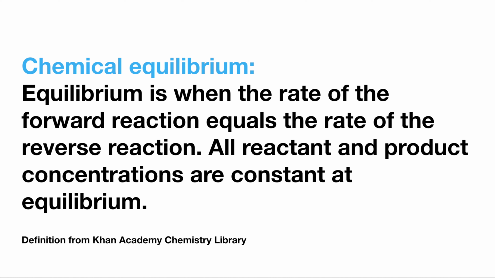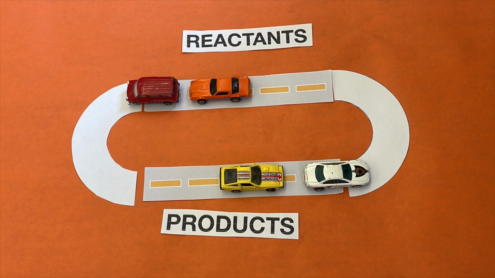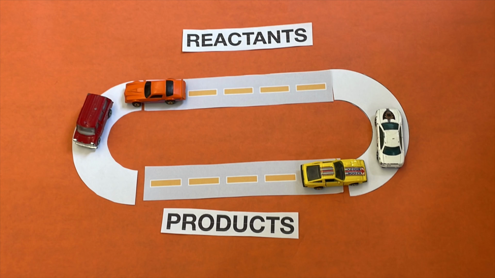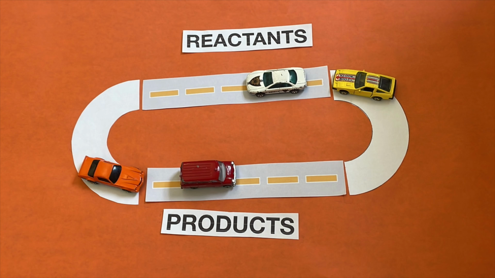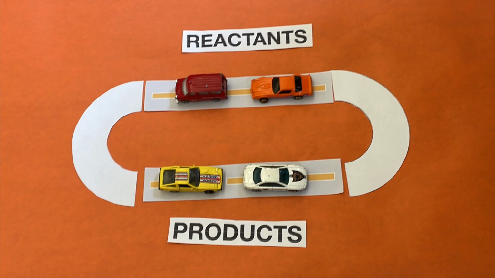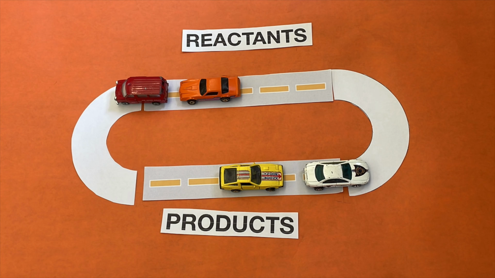Now this defines chemical equilibrium. Chemical equilibrium is when the rate of the forward reaction equals the rate of the reverse reaction. All reactant and product concentrations are constant at equilibrium. In this example, the cars from the product and reactant side are both moving to the opposite side at the same speed. There's also always two product cars and two reactant cars. This means that the reactant and product cars both have a constant concentration.